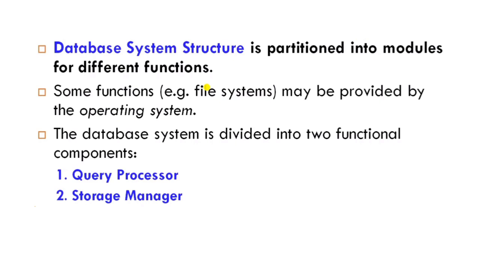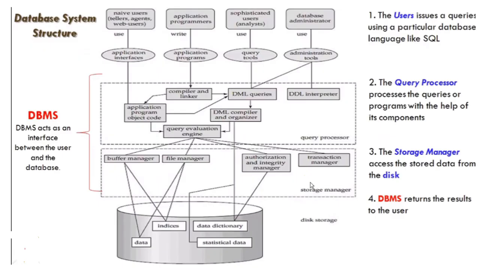It is partitioned into modules for different functions. Some functions, for example the file system, may be provided. The database system is divided into two functional components, query processor and storage manager. This is the whole outlook of the database. How does the database work? How do the query processor and storage manager work?